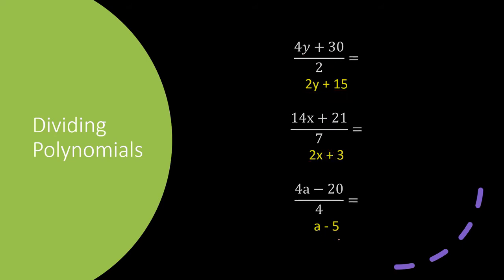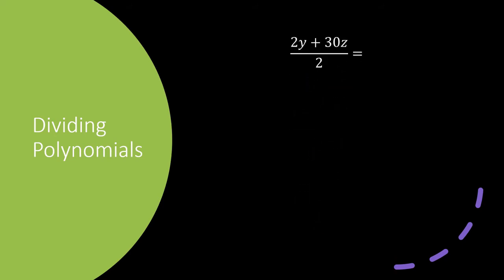Okay, let us look at some other different examples right here. So now I have the 2y plus 30z that is going to be divided by 2. So we're going to do the same thing. Even though we have a variable right here on this term, we're just going to move the variable over.